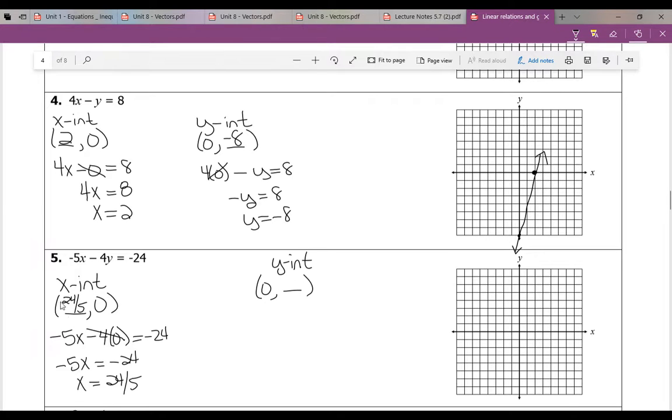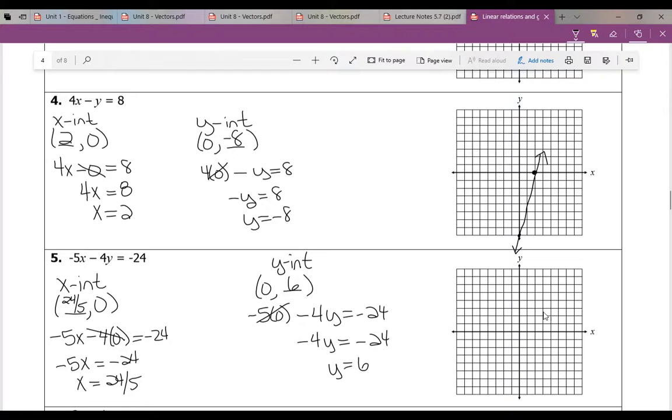That drops out. I get -5x equals -24, and x equals 24 over 5. That's almost 5, because 25 over 5 would be exactly 5. So here I'm going to do the same thing. -5 times 0 minus 4y equals -24. That term drops out. So -4y equals -24. When you divide both sides by -4, you get +6.